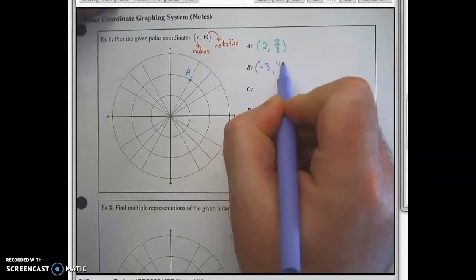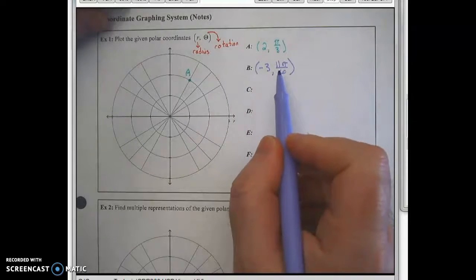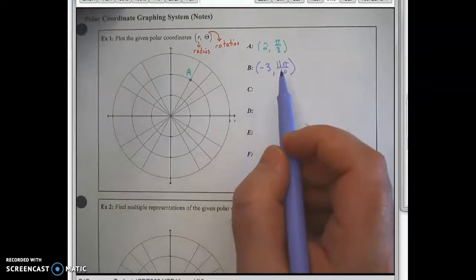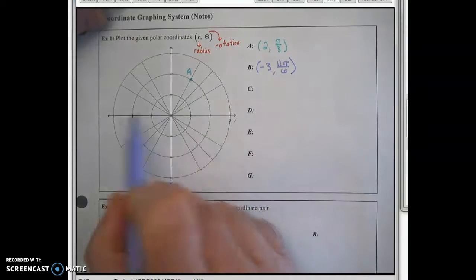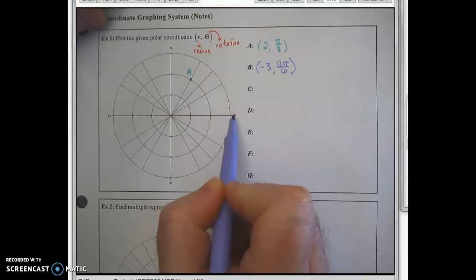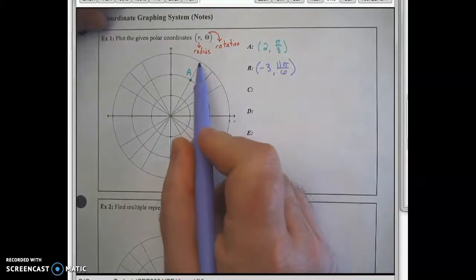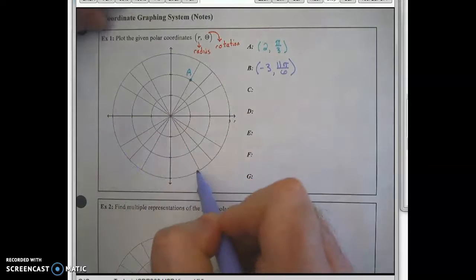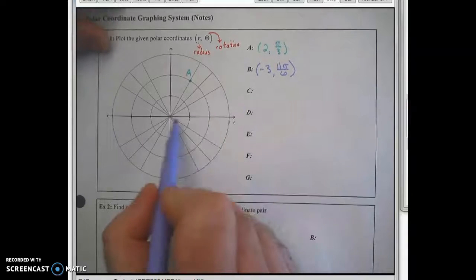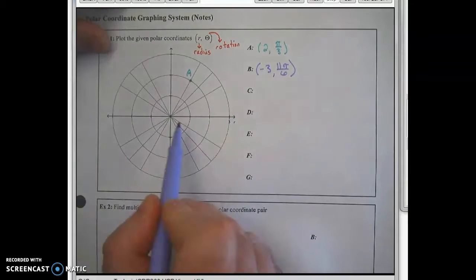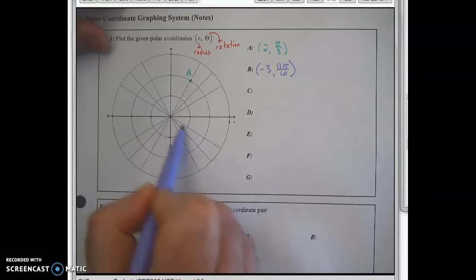Try another one. (-3, 11 pi over 6). When it's X and Y, we're used to doing the X first and then the Y. When it comes to polar coordinates, it's actually a little bit easier to do the rotation first and then the radius. So remember, you're always going to take the positive X spot and rotate it. Remember, 11 pi over 6, I'm counting by 30s: 1, 2, 3, 4, 5, 6, 7, 8, 9, 10, 11. Of course, if you have your unit circle, feel free to use that too. But remember, I'm taking this positive side and rotating it.